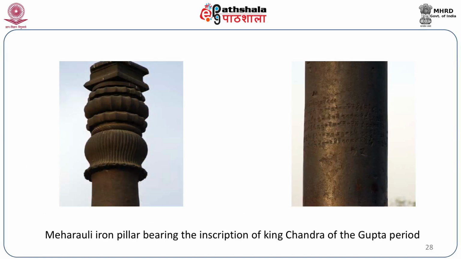This is a picture of the Mehrauli iron pillar bearing the inscription of King Chandra. Although King Chandra cannot be identified properly, most probably it refers to King Chandragupta II, the Gupta ruler, and here is his inscription. But the most striking feature is that still these pillars do not contain any rust.